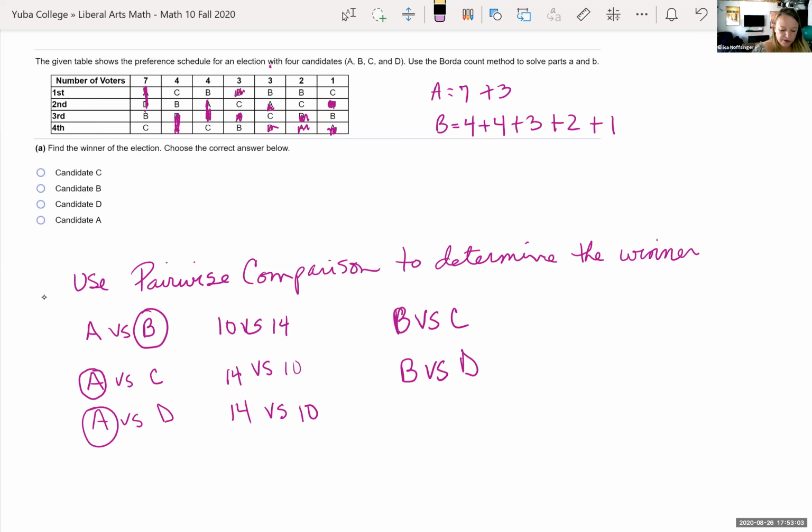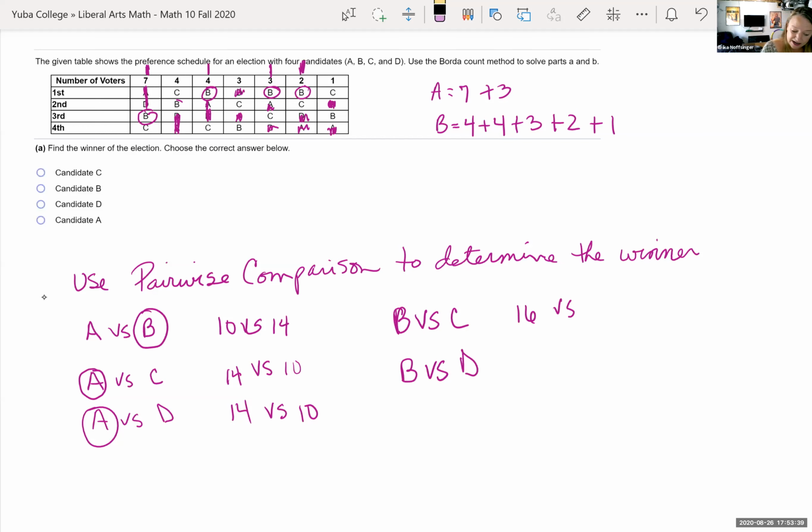Okay, so I'm going to go through and see where B wins. So B wins 7 here. B wins not there. 4 here. Not there. 3 here. 2 here. Not there. Okay, so they won 7, 11, 14, 16. So I have 16 votes versus, and I have to see now C.